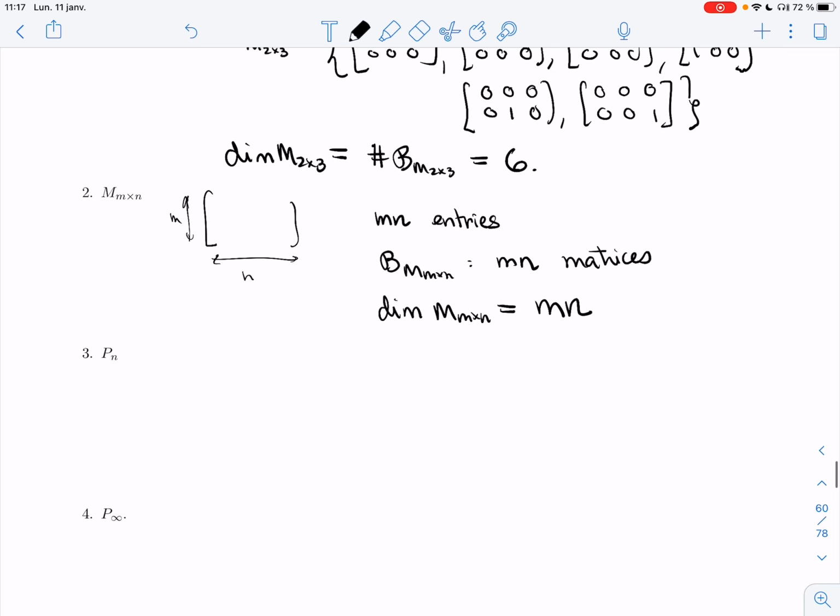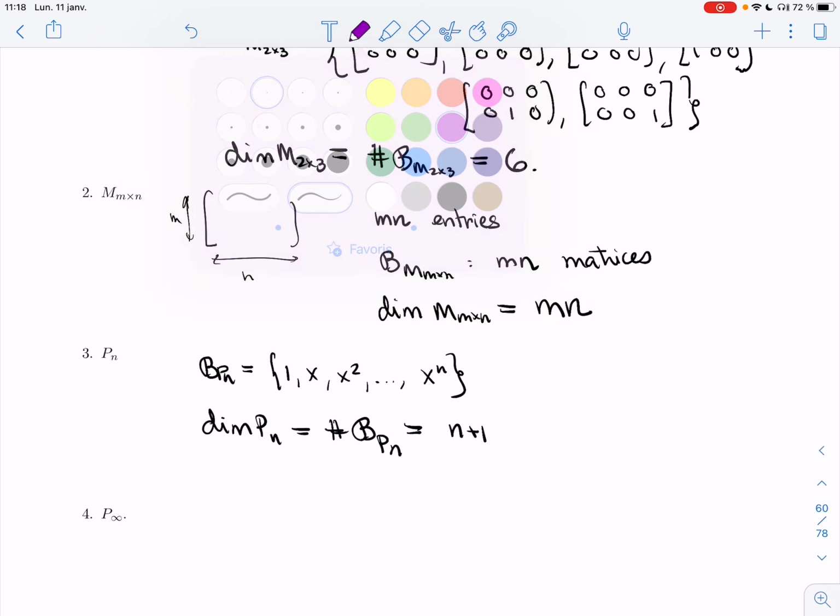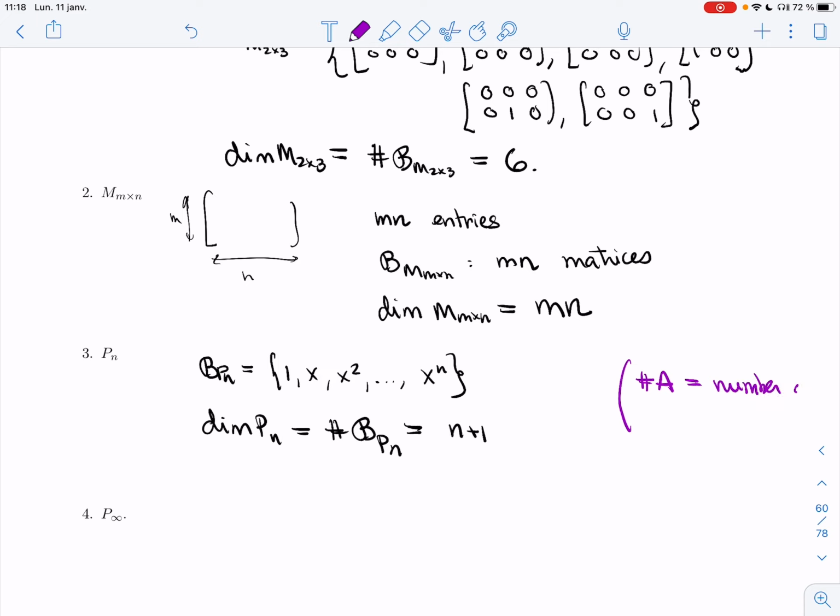All right, Pn. The basis we had for Pn was 1, x, x squared, up to x to the n. All right, so we have n elements here, and then x to the 0 would be plus 1. And so the dimension of Pn would be the number of elements in the basis of Pn, which is n plus 1. Let me put it here. That means the number of elements. That's what I'll use for this class.